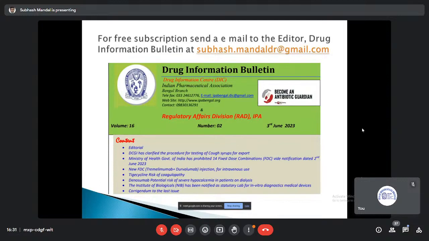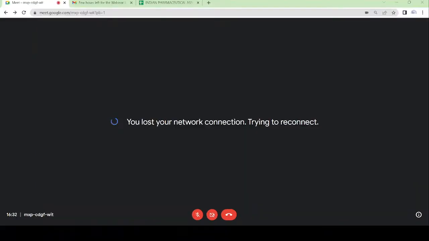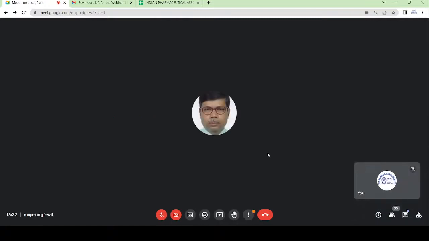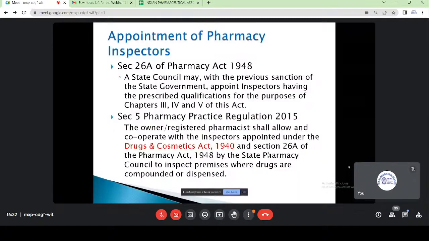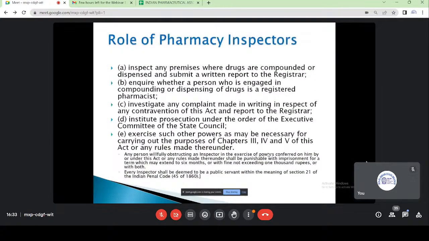This provision has been introduced in 2015 in the pharmacy practice regulation, but the Indian Pharmaceutical Association had visualized it much earlier, and we have started establishing licensed premises. But section 5 of the pharmacy practice regulation also gives them the responsibility of inspecting the premises.